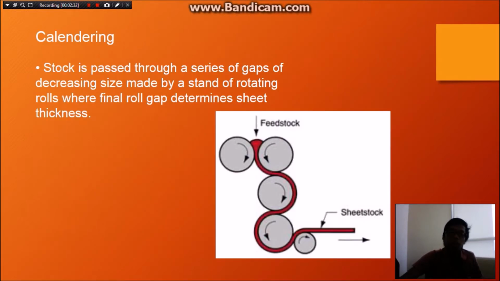Okay, next about calendering. In calendering, stock is passed through a series of gaps decreasing in size, made by a stand of rotating rolls, while the final roll gap determines sheet thickness. We have the feedstock rolled by the rollers until we have a sheet stock.